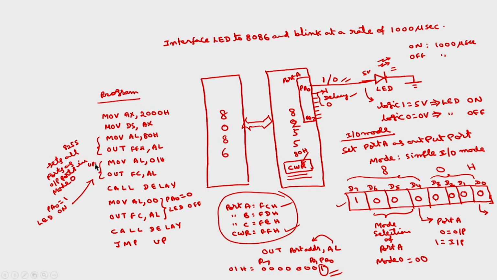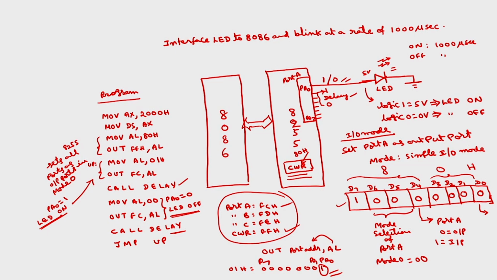So that again AL will be taken as 01, it will be outputted onto port A. So the LED will be on. After some delay, the LED will be off. After some delay, again because this will go here, the LED will be on, off. This will be on and off with a rate of the delay that is provided by this subroutine.